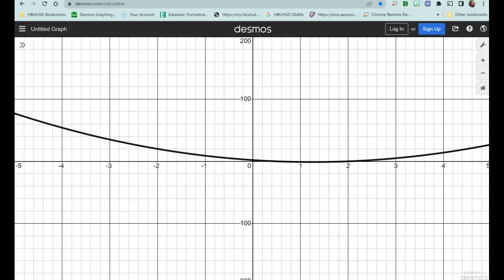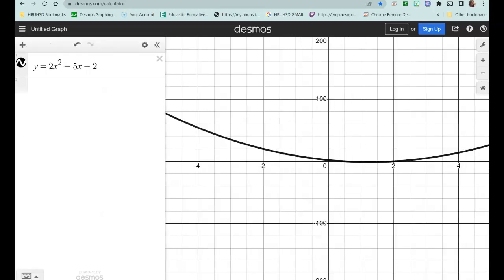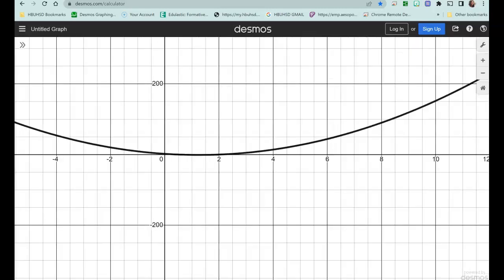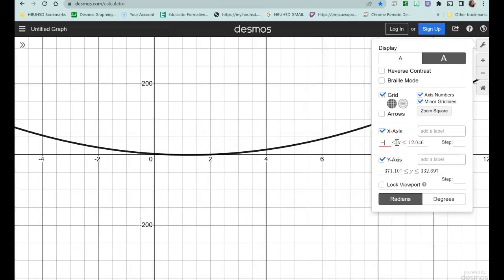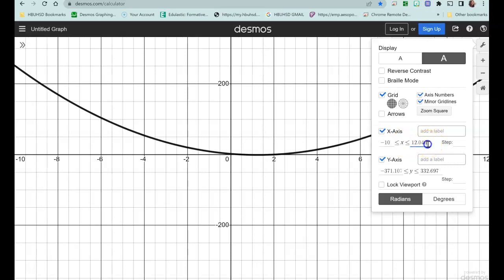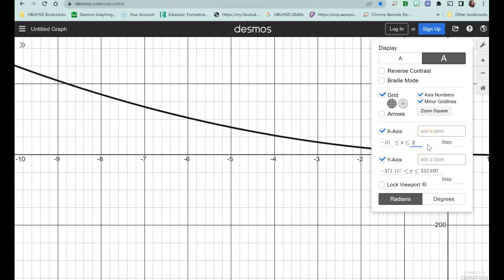My window right now is way too big, okay? What do I need to do to make it? Yeah, can you guys see it? Look at the Y values on my window. Can you guys see I'm in the hundreds? Okay, you can always click this wrench right here to the right and fix it, okay? You can manually type in your x-axis. So let's say I want it to be negative 10 to positive 10. Manually, you can always change that.